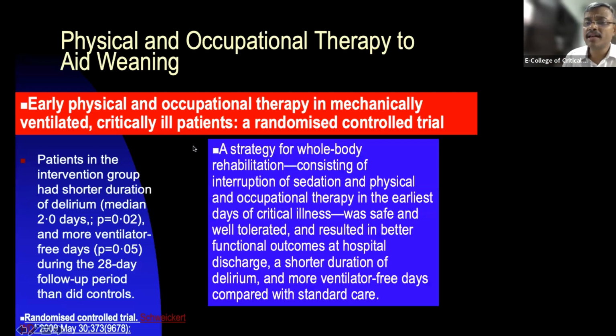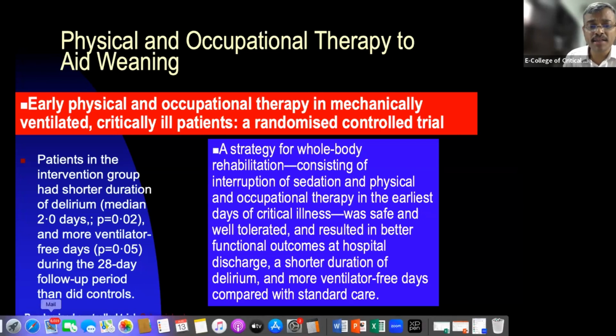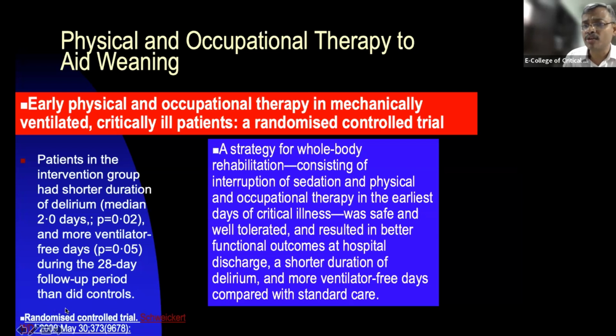Physical and occupational therapy, what you call weaning aid actually. Occupational therapy means early mobilization into a chair, physiotherapy, okay, chest physio, limb physiotherapy. Chest physio does not mean tapping like we used to earlier to remove secretions, not like that. It is about improving muscle power. That's very important. This creates whole body rehabilitation, which will invariably improve the weaning outcome.